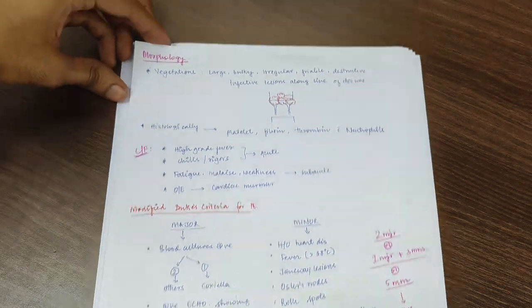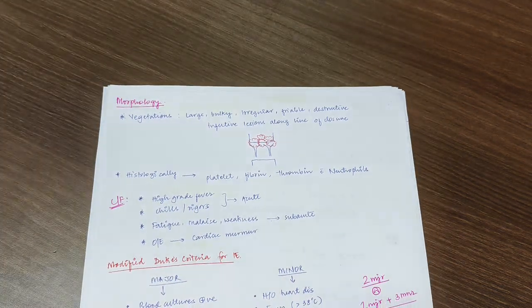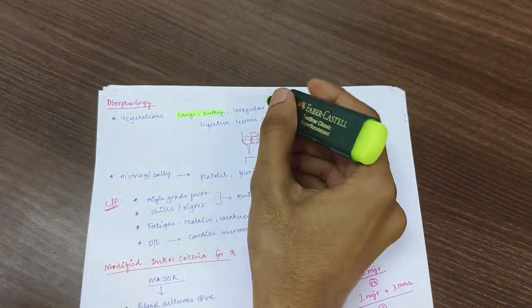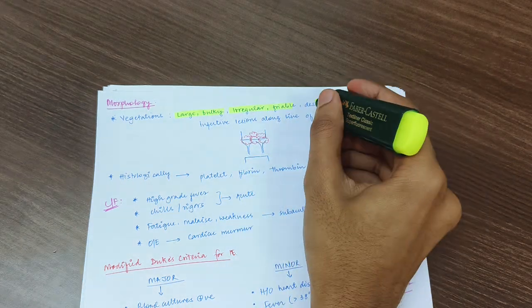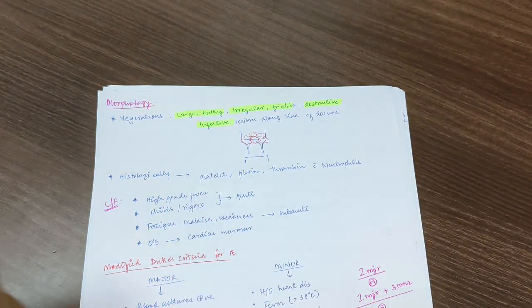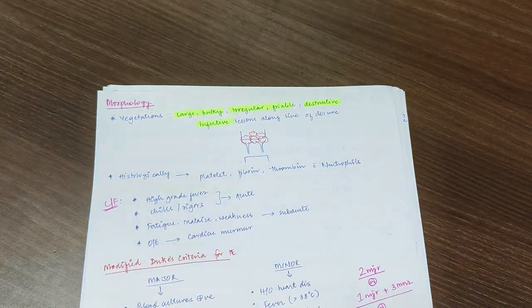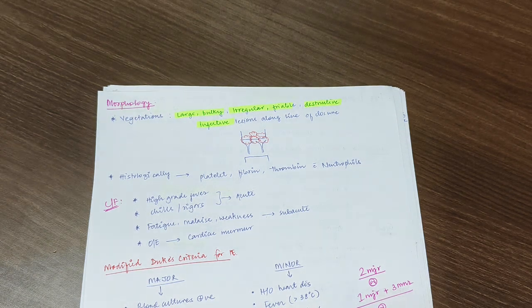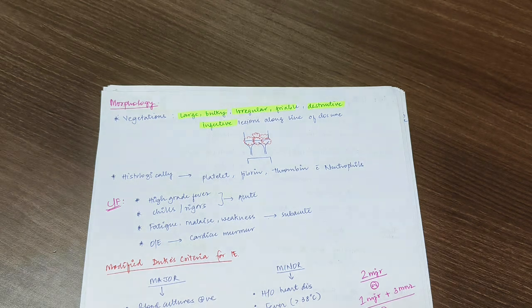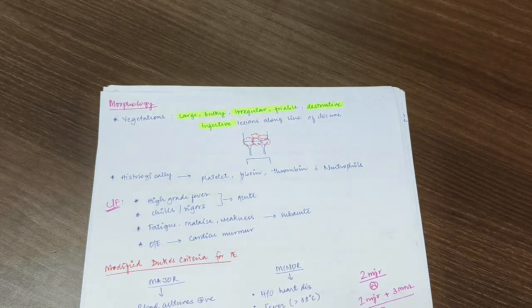So what is the morphology of the valve vegetations? They are large, bulky, irregular, friable, destructive, infective lesions along the line of closure. Histologically, what are you going to see? You are going to see platelets, fibrin, thrombin with neutrophils.